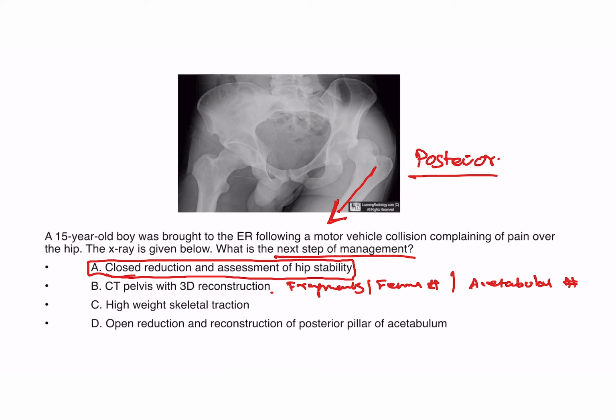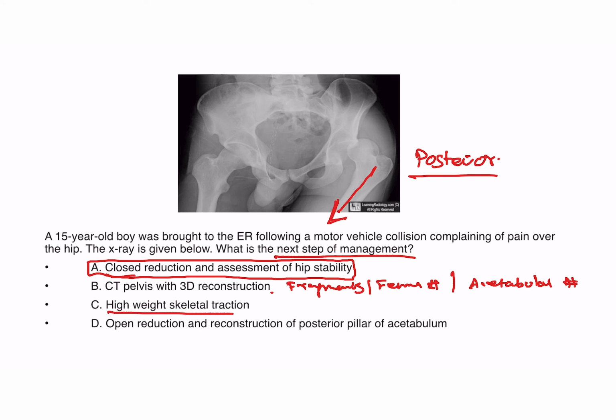And high weight skeletal traction, that is a reduction method, but when you can do that with an Allis or Bigelow, you really don't need the high weight skeletal traction method as a first way or the next best step of management in case of a hip dislocation.